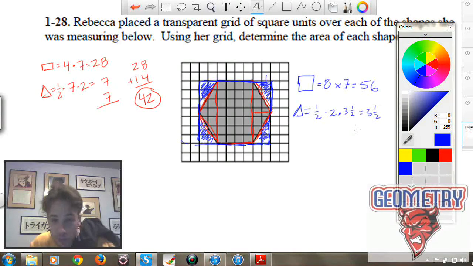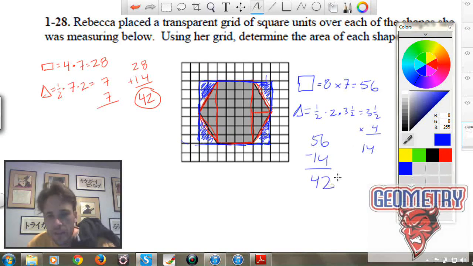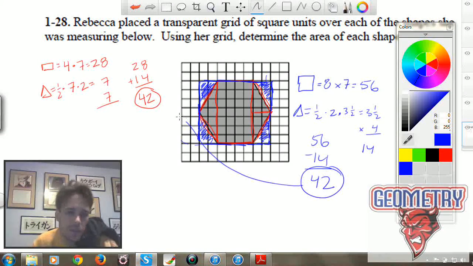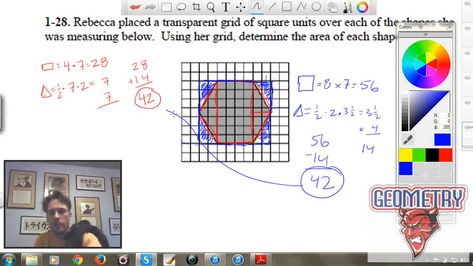But don't forget there are 4 of those. So we have 3.5 times 4. The 3.5 times 4 is 3.5 plus 3.5 plus 3.5 plus 3.5. 3.5 plus 3.5 is 7. So 7 plus 7 is 14. When you take 56 and you subtract 14, you get 42, which is the same exact answer we got with the other method. So dissection, subtraction, both methods will get you the same answer.